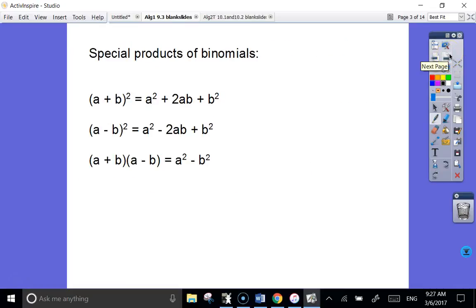These are the three special products, right? When you have a binomial squared, right? Or you've got a binomial, well, that's a sum. This is a difference squared. Or you could have a plus b times a minus b. Those are the three that they're considering special products.